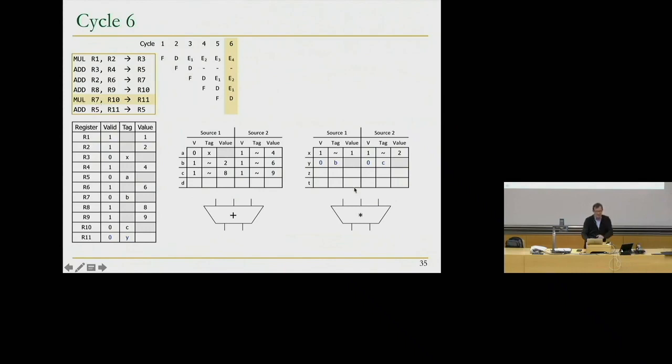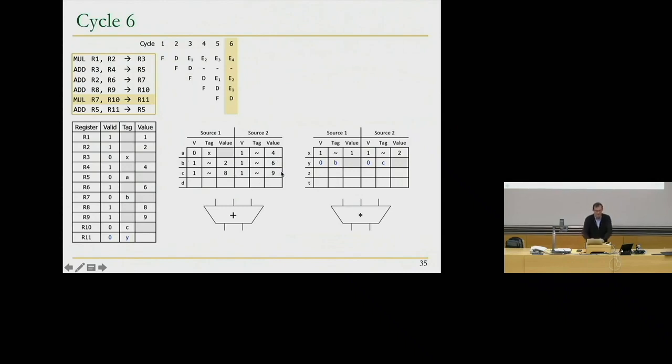It's a multiply. The first step is, is there a reservation station entry available? It is available. That's great. We're going to read the sources, R7 and R10. They're both not ready, as you can see over here. So we're going to put them into the source 1 and source 2. So this instruction clearly is not going to execute in the next cycle. But it's going to wait for the values that are produced by tag B and tag C, meaning the instructions that are in reservation station B and reservation station C.